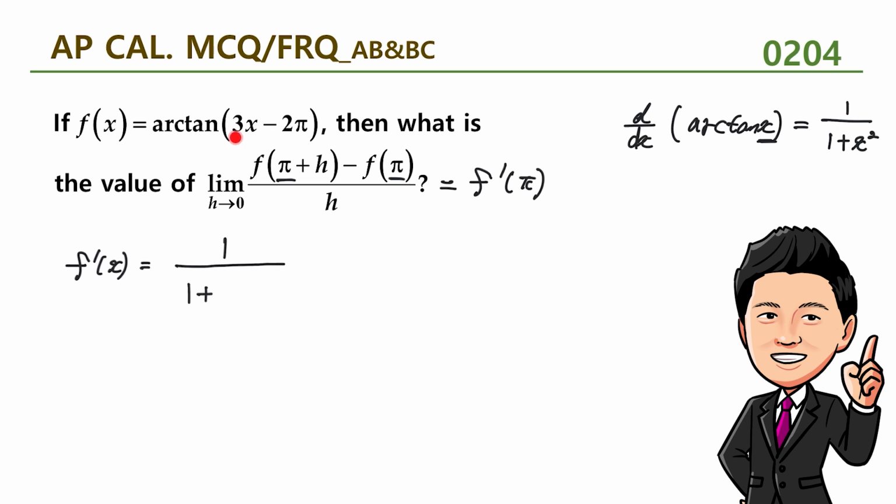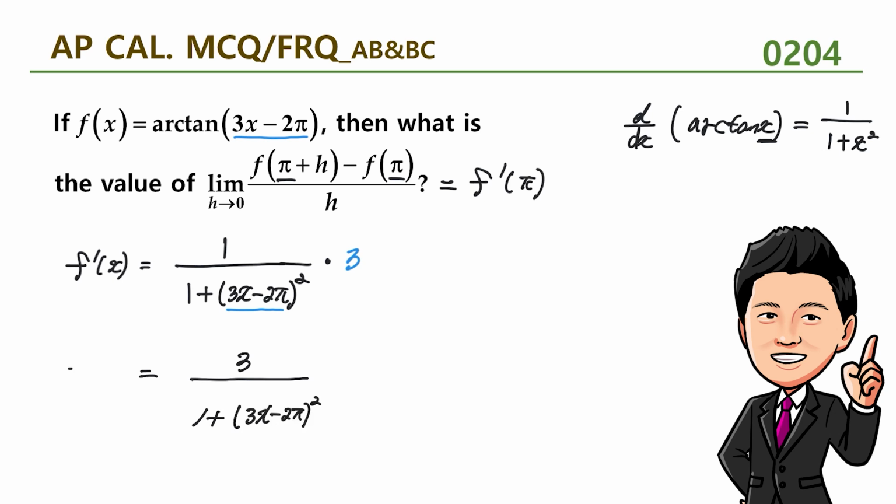But instead of x, we have 3x minus 2 pi, right? So all of these expressions squared. 3x minus 2 pi squared times chain rule, derivative of this, right? That's 3. Okay, remember 2 pi is constant, right? Derivative of 2 pi is 0. And derivative of 3x is equal to 3. Right? So that is equal to 3 over 1 plus 3x minus 2 pi squared.